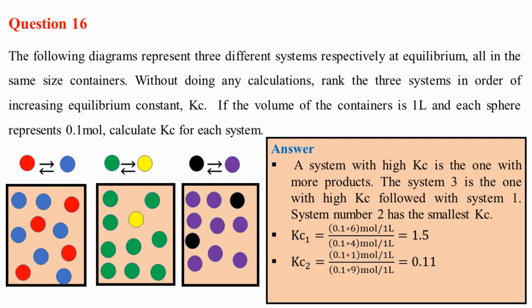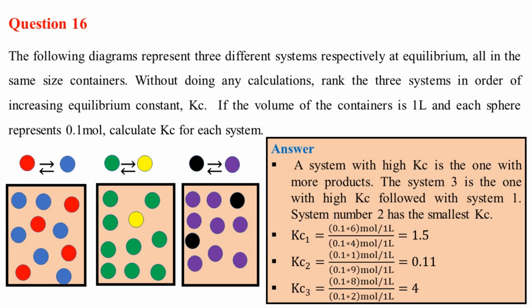Let's move to the second. In the second, we have only one sphere in the product. That means we take 0.1 to get the total number of moles for the product, dividing with the volume. Then we divide by 9 spheres in the reactant. Then we have 0.1 mole times 9 spheres, so that we get the total moles, dividing with 1 liter, so that we get the concentration.